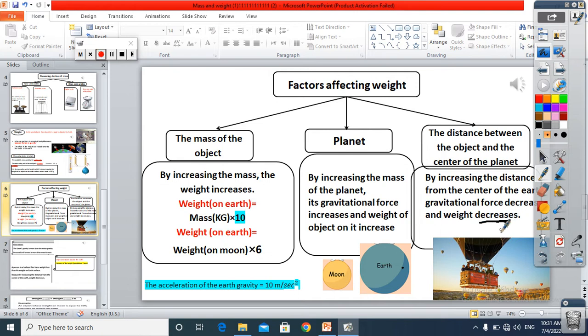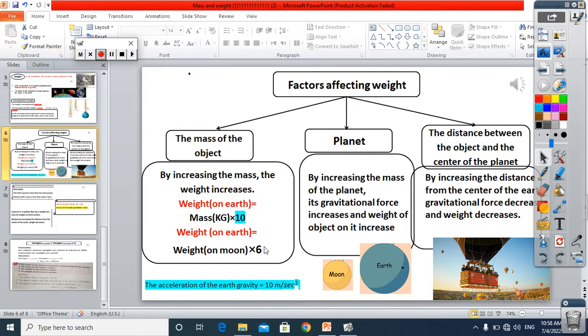So we have three factors. The first one, mass. By increasing the mass, the weight will increase. Excellent. Number two, the planet. By increasing the mass of the planet, the weight of an object on it will increase. Excellent. Number three, the distance between the object and the center of the planet. By increasing the distance from the center of the earth, gravitational force will decrease and the weight will decrease. Excellent.